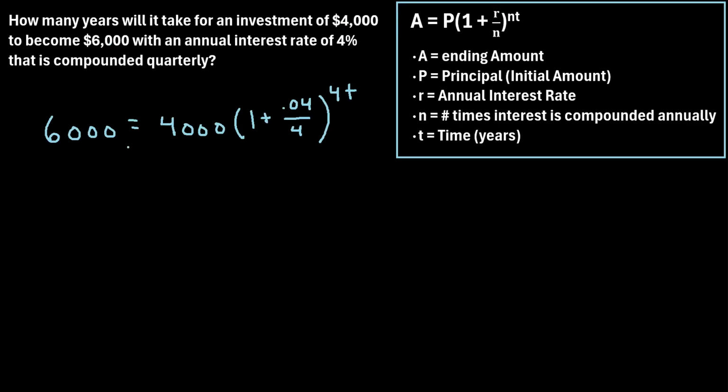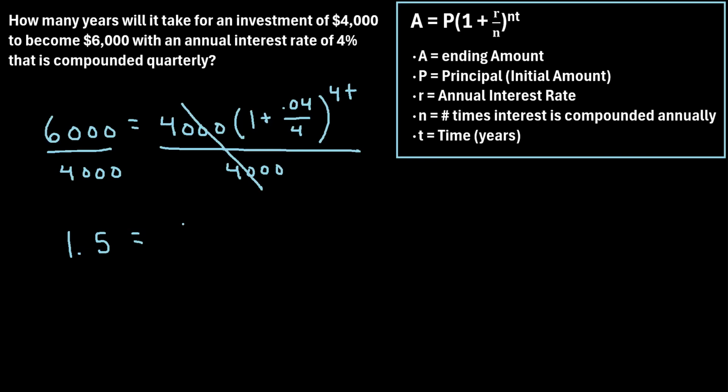So to solve for T in this equation, we can start by dividing both sides by 4,000. So the 4,000s on this side will cancel out. 6,000 divided by 4,000 turns out to be 1.5. So that's equal to, here we have 0.04 divided by 4. That's just 0.01. So 1 plus 0.01 is 1.01, and it's raised to the power of 4t.